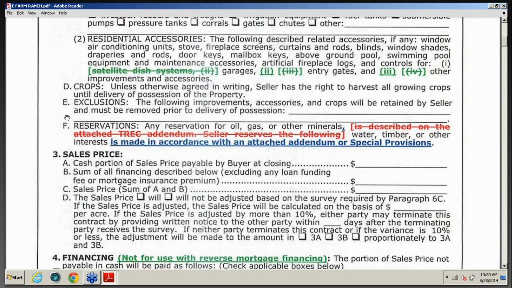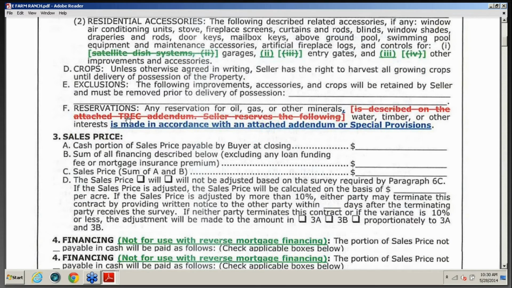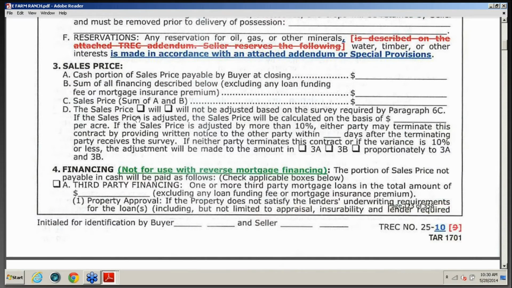Reservations. Now, as you know, on farm and ranch, reservations have always been a little bit different. It says any reservation for oil, gas, or other minerals, and now they've grouped them all together. Water, timber, or other interest is made in accordance with an attached addendum or special provisions. Yes, folks, you heard it. Special provisions. So they're wanting us to write in special provisions. I don't know what's up with that, but we're going to talk a little bit more about that when we look at the other form.